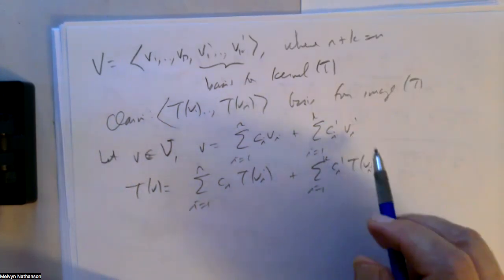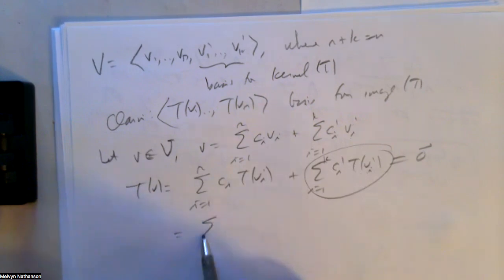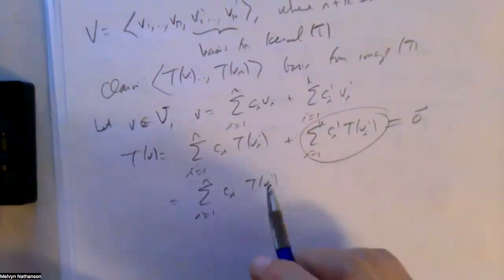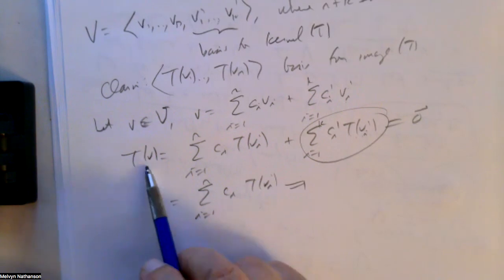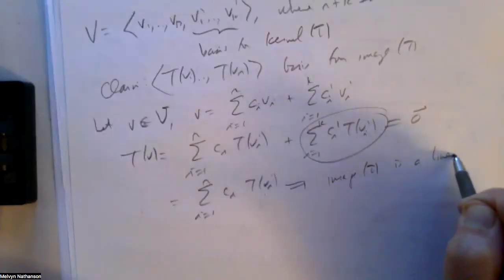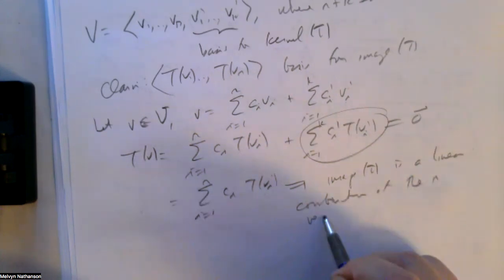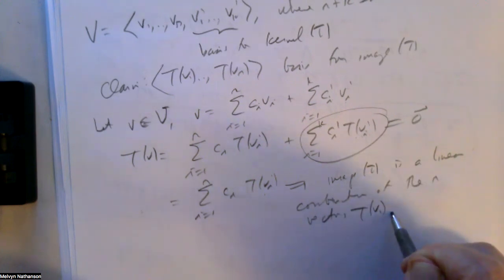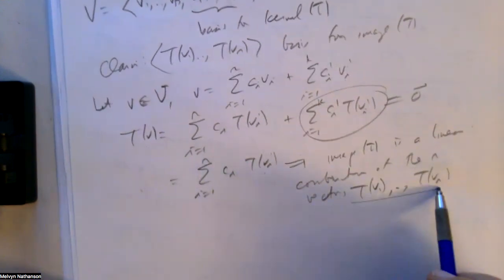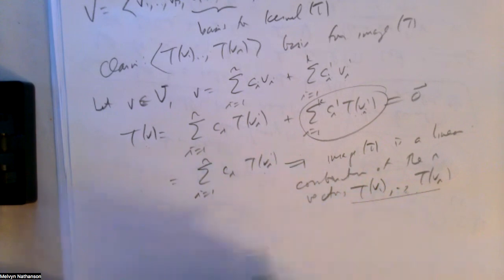But the v i primes are all in the kernel. So this is a linear combination of just zero vectors. This is the zero vector. So this is summation i goes from 1 up to r, c sub i, T of v sub i. Which means that every vector in the image of T is a linear combination of the r vectors T of v1 up to T of v sub r. Let me show that these not only generate the image, but they're a basis for the image. That is, they're linearly independent.